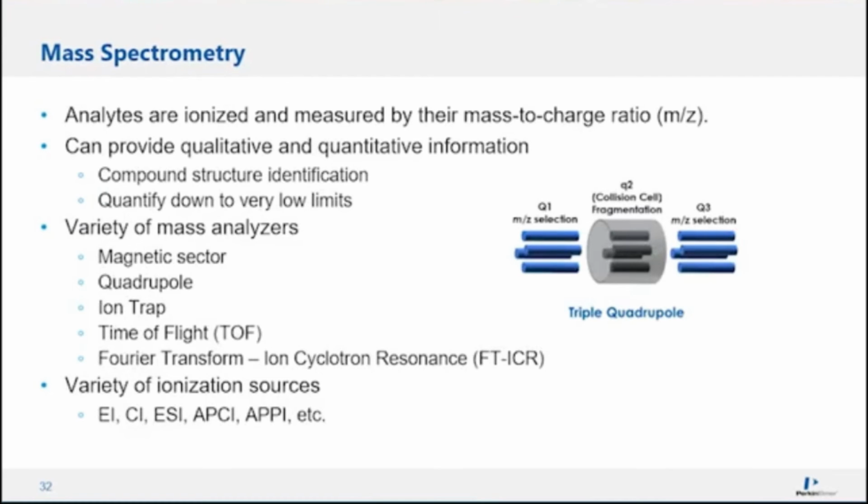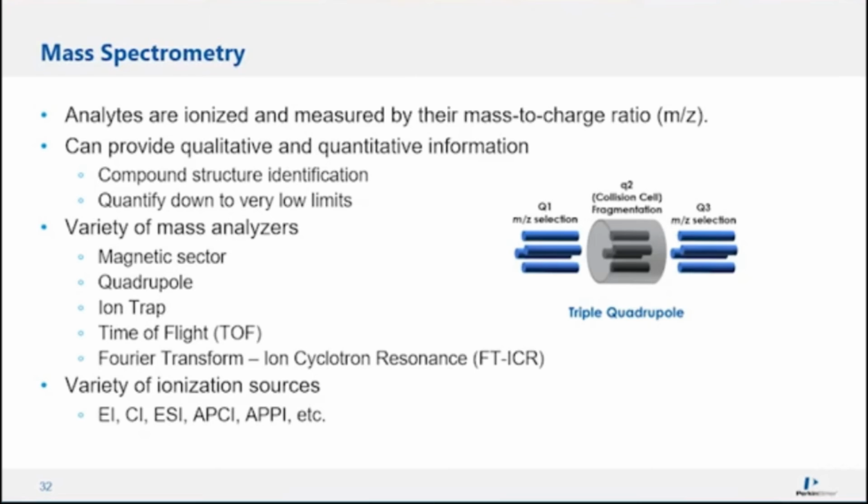Mass spectrometry is the next mode of detection I want to discuss. It is widely popular, but far more costly than the methods I previously mentioned. It is a destructive method where the analytes are ionized and measured by their mass to charge ratio. There are a variety of sources that can be used for ionization depending on the goal of the analysis. This mode of detection can provide both qualitative and quantitative information with excellent selectivity and sensitivity.